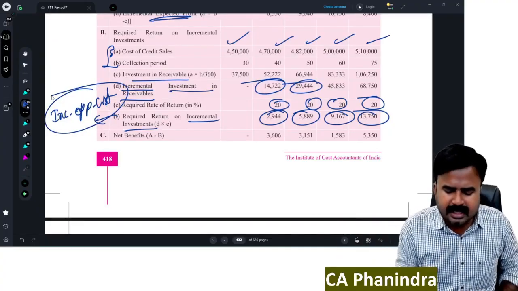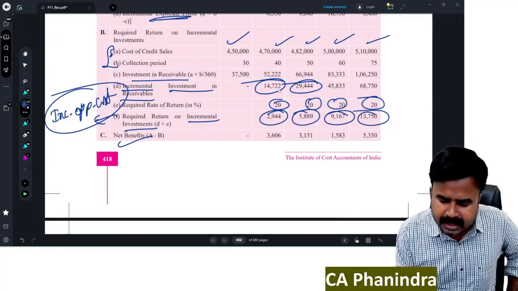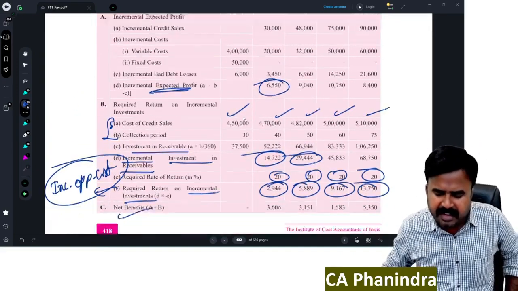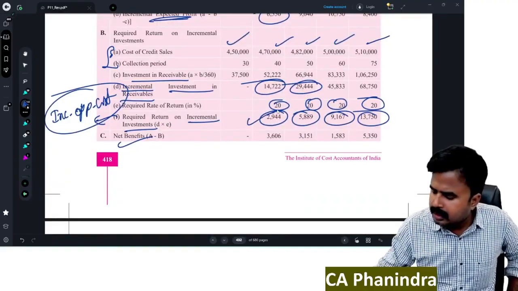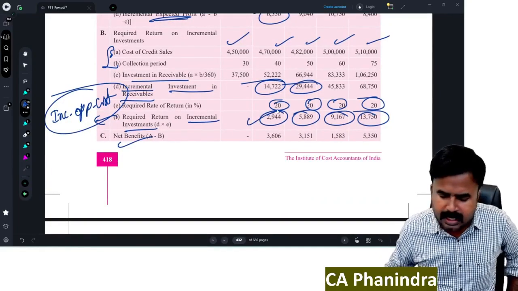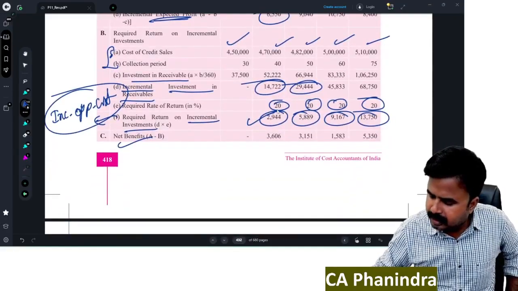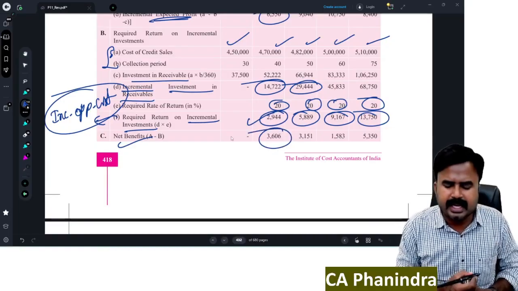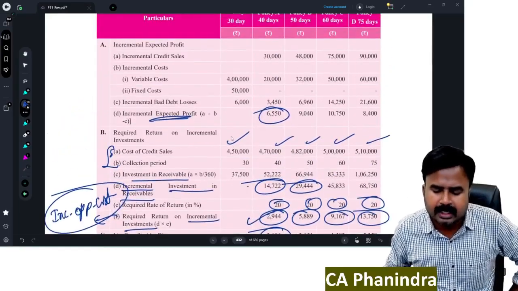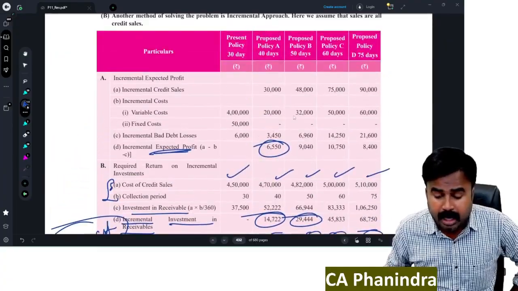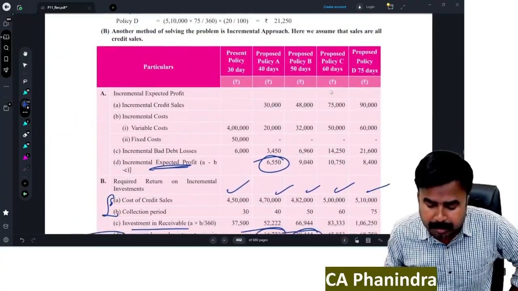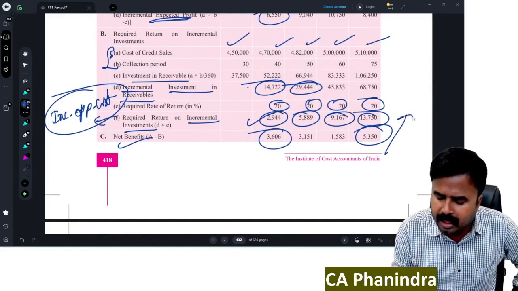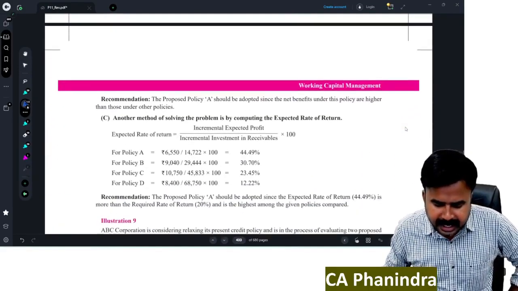If you deduct this, then I'll get incremental net benefit. See, already we got the incremental profit 6,550 minus 2,944. I got 3,606. This is my incremental net benefit with respect to option A. In the similar way, you have to calculate incremental net benefit for option B, C, and D. And we got a highest incremental net benefit of 5,350 under option D actually.